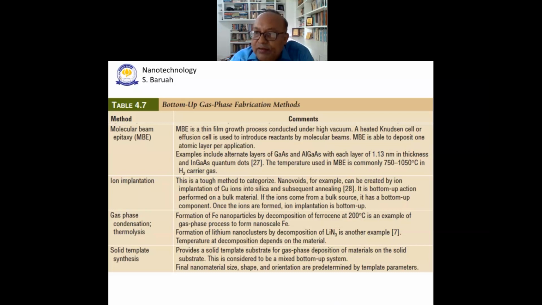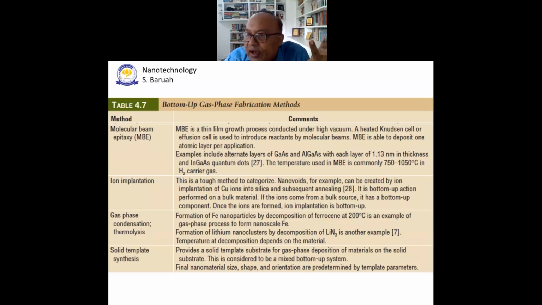But then this going and striking, right, generates a lot of free materials, right? And these free materials, now the question is, you think of whether it's a bottom-up process or a top-down process. It appears to be the top-down process, right? Actually, it is both. It's a mixture of top-down and bottom-up processes. Okay, so it is a bottom-up action performed on a bulk material, right? So if the ions come from a bulk source, it has a bottom-up component. Once the ions are formed, ion implantation is bottom-up. All right. But till the formation of the ions, we can call it a top-down process.